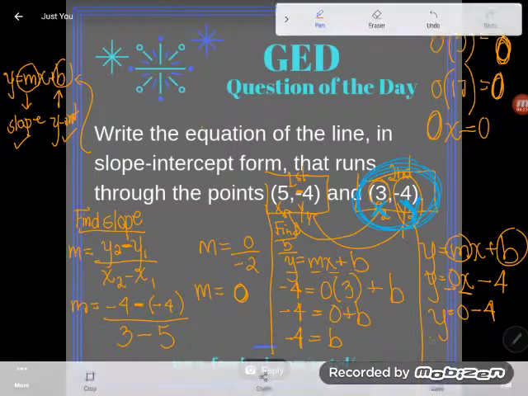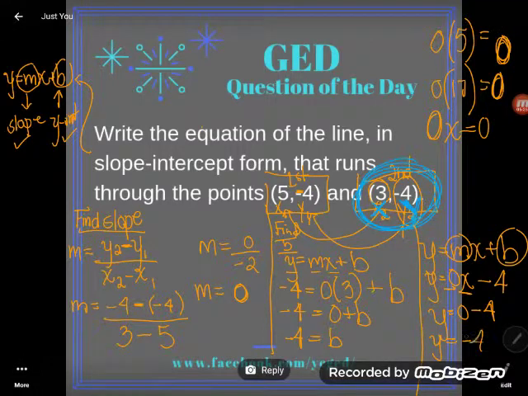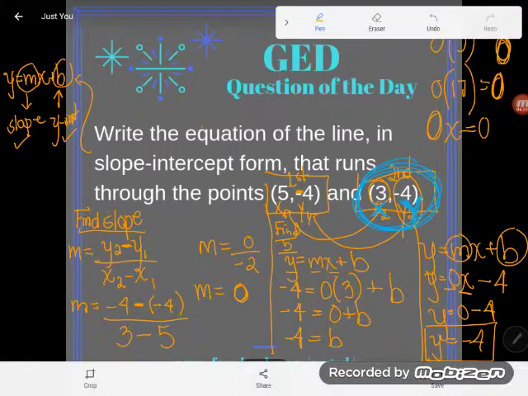And what is 0 minus 4? Why, it's just negative 4. And so the final simplified equation of this line is y equals negative 4.